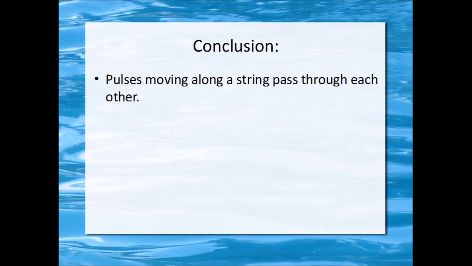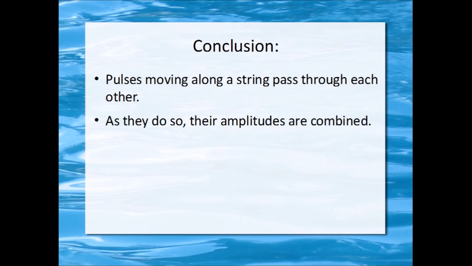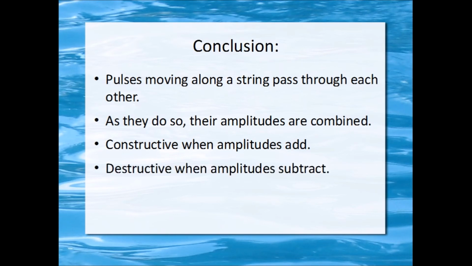First, it turns out that pulses moving along a string will pass through each other rather than crash. As they pass through each other, the pulses undergo superposition. Their amplitudes are combined and they make a resultant wave. When the amplitudes add together, we get constructive interference. When one amplitude is subtracted from the other, we get destructive interference. This is known as the principle of superposition, and it's very important in modern physics. You will need it to understand the last part of this paper, the topic of wave interference.